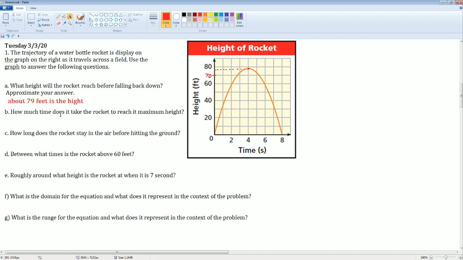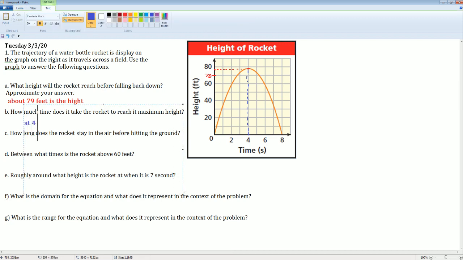How much time does it take the rocket to reach the maximum height? So what time does it reach this 79? It looks like all we have to do here is go down here, and it goes to 4 seconds. So we can type here: at 4 seconds the rocket reaches the max height of 79 feet.